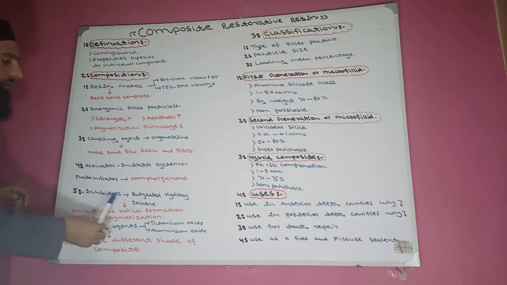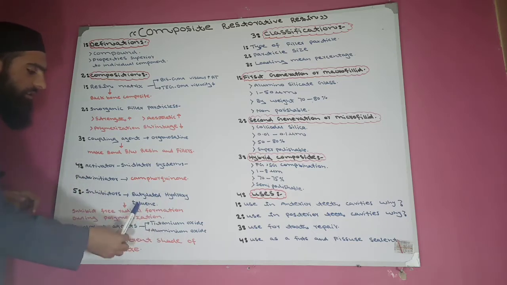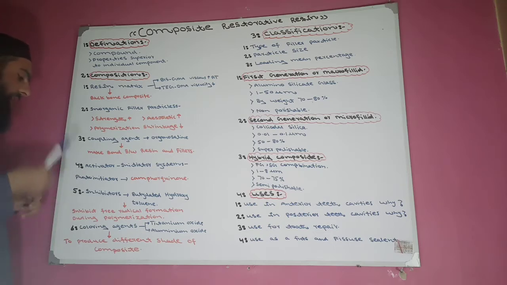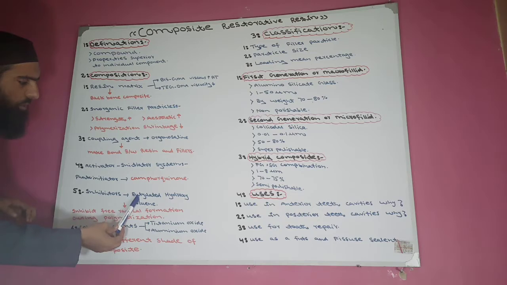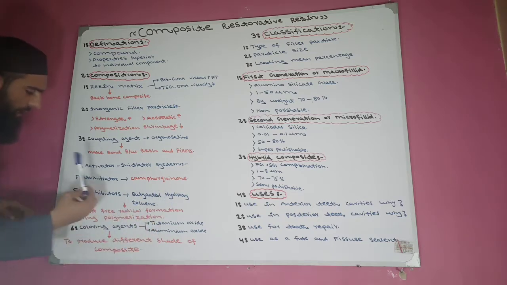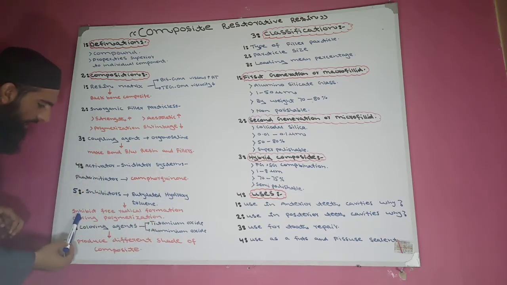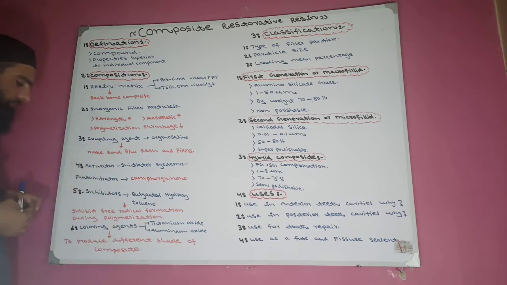Now the inhibitor is butylated hydroxytoluene. What is the function of the inhibitor? During polymerization of composite, free radicals are formed. To inhibit the free radicals, we introduce the inhibitor in the composition of composite. Now the inhibitor is butylated hydroxytoluene. What is the function of the inhibitor? It inhibits free radical formation during polymerization.